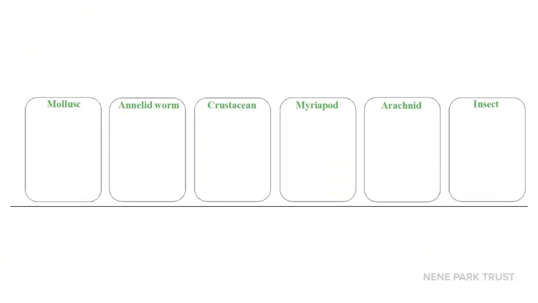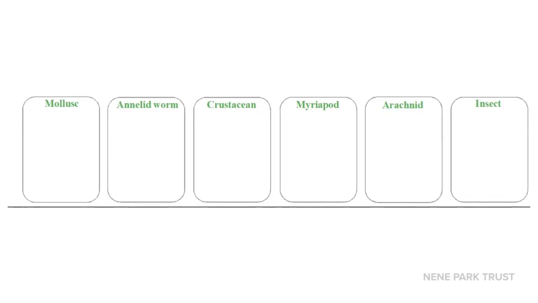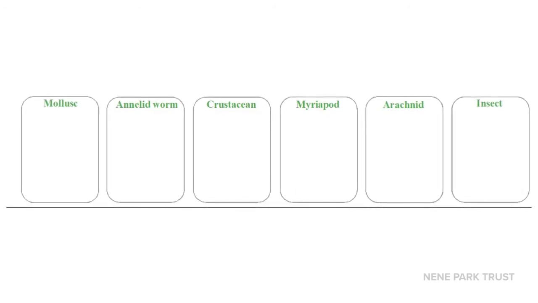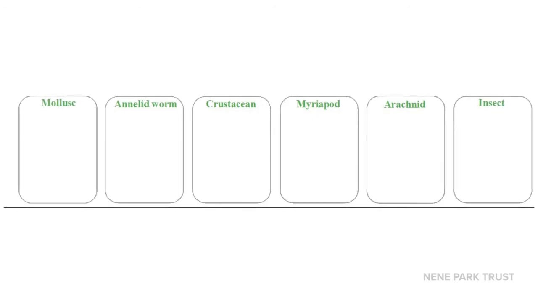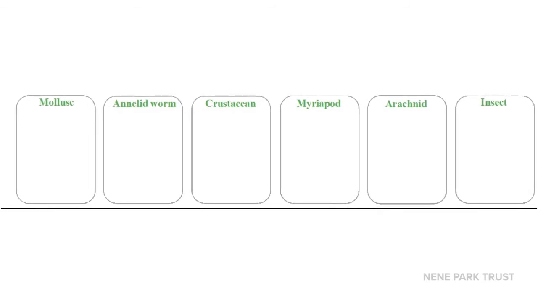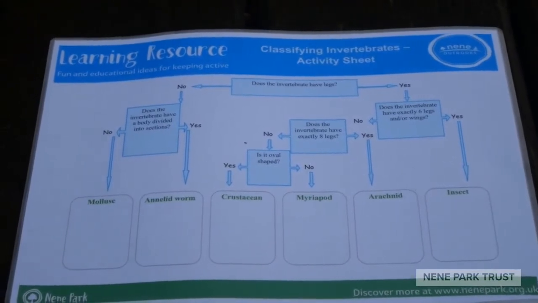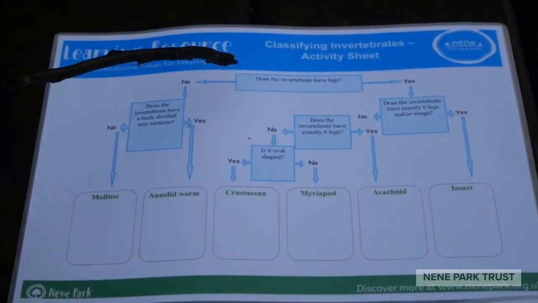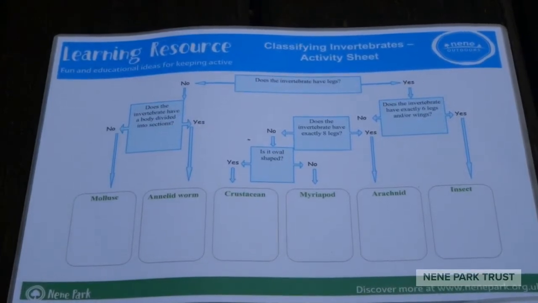So you're going to be classifying your invertebrates into these 6 groups: mollusk, annelid worm, crustacean, myriapod, arachnid and insect. Now there is a separate sheet for you that does give you examples of the invertebrates that you might find and which of these groups they would go into. So now we're going to see how it works with examples. So you start off at the top with the question, does the invertebrate have legs? And then work your way down the rest of the questions with each species that you find.